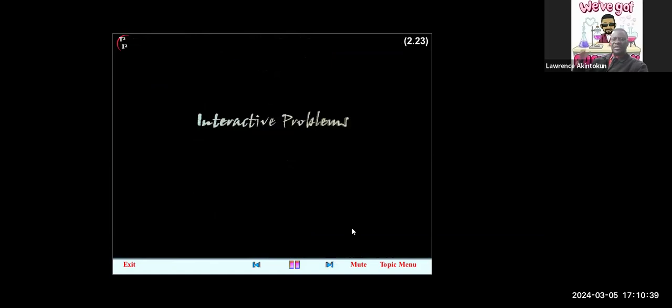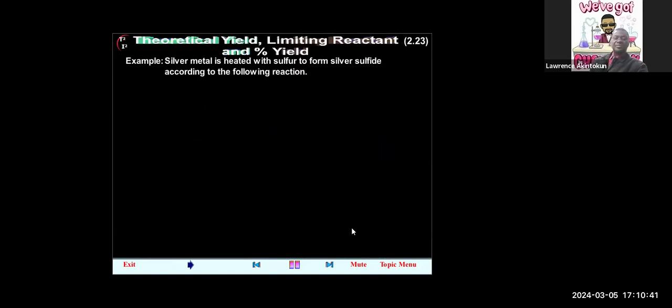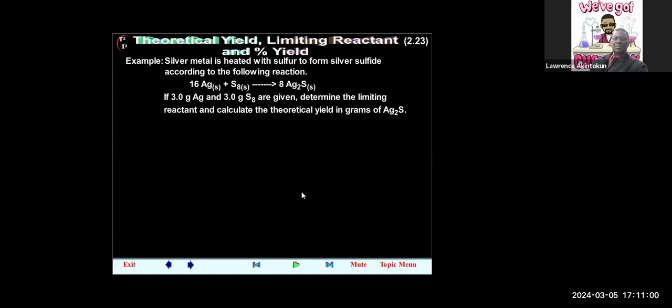So let's do some interactive examples. Example 1. Silver metal is heated with sulfur to form silver sulfide according to the following reaction. If 3.0 grams Ag and 3.0 grams S8 are given, determine the limiting reactant and calculate the theoretical yield in grams of Ag2S. Okay, I'm going to pause the video. Make sure you complete this problem before you move forward.